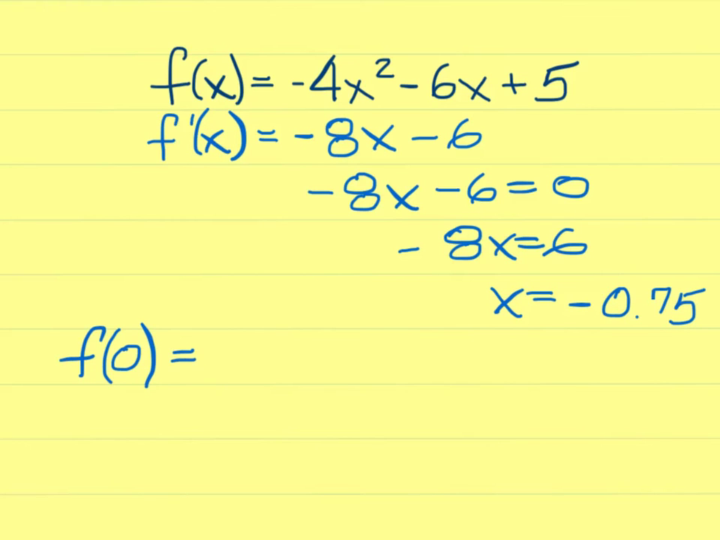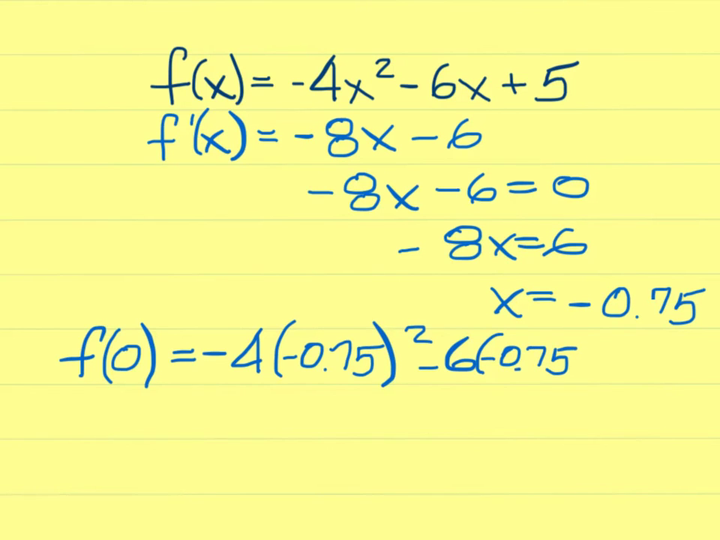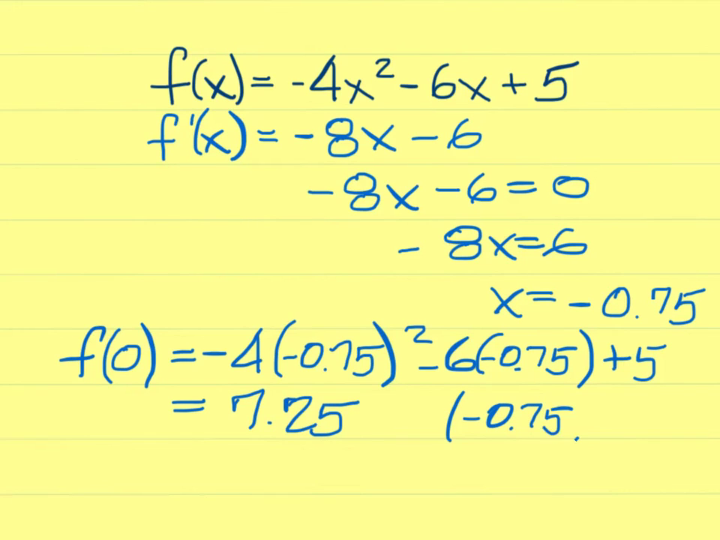And you have to plug that back into the original function. So it's negative 4 times negative 0.75 squared minus 6 times negative 0.75, and then plus 5. What you should come back with, if I remember right, is 7.25. So your point is negative 0.75 and 7.25.